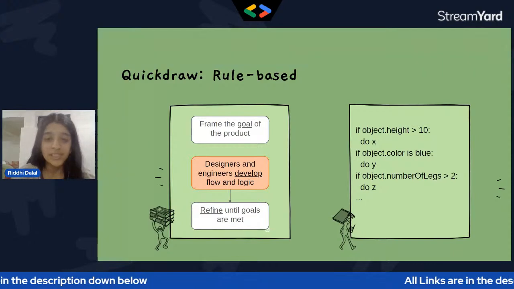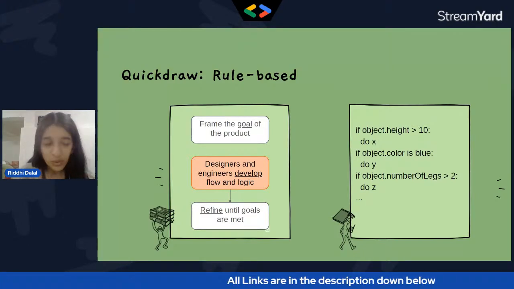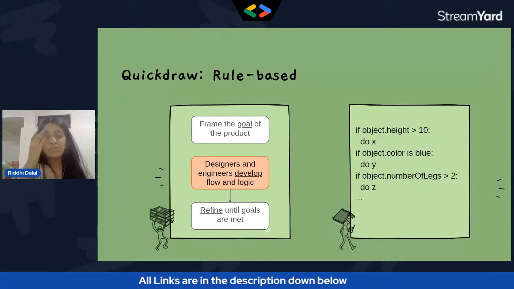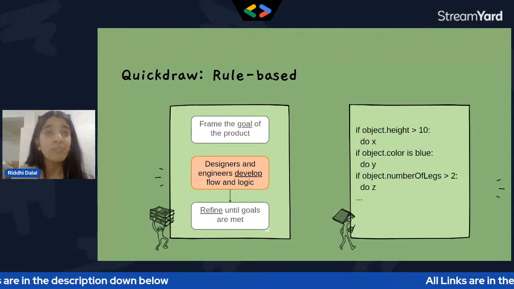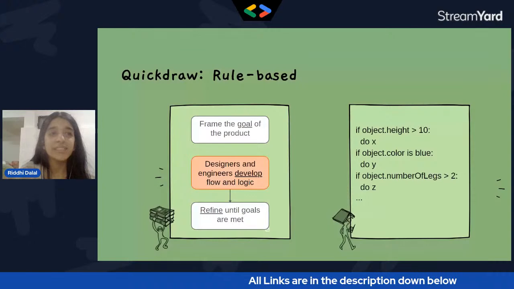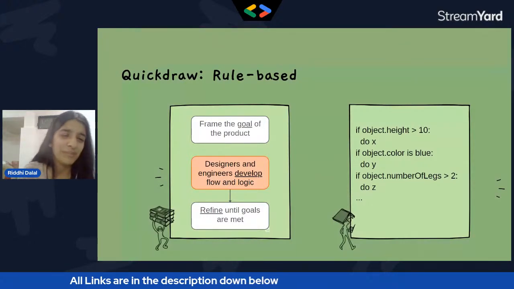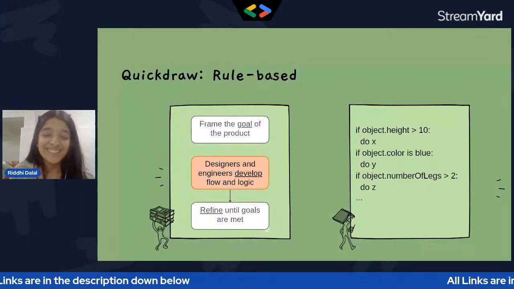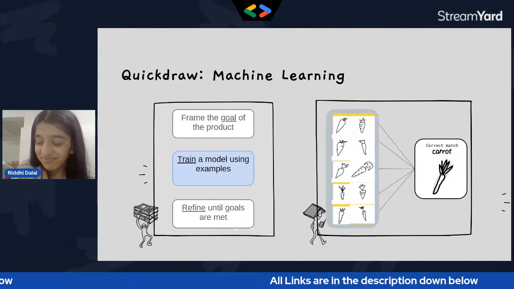For example, object height should be greater than 10. What if it's less than 10? It won't be able to recognize. So this is the difference between rule-based and machine learning. Machine learning learns based on experiences, while rule-based just follows the rules. Okay, next slide, please.